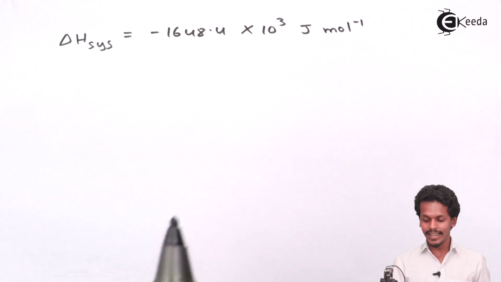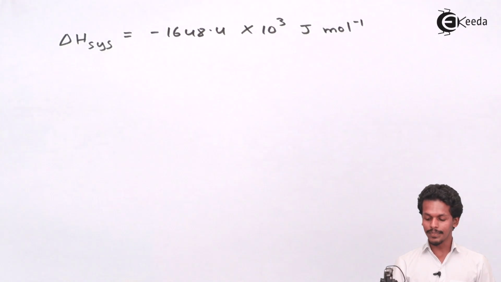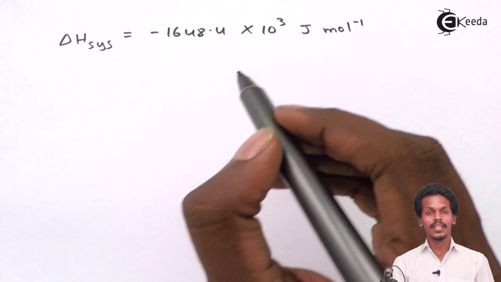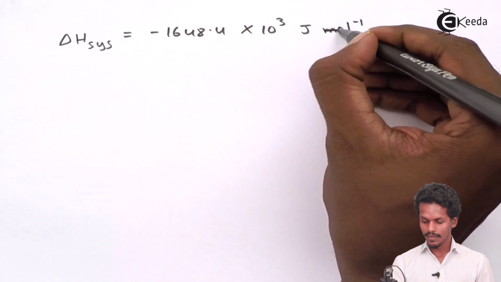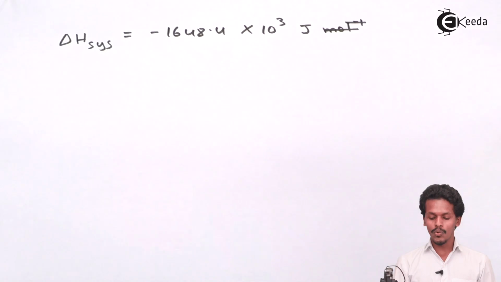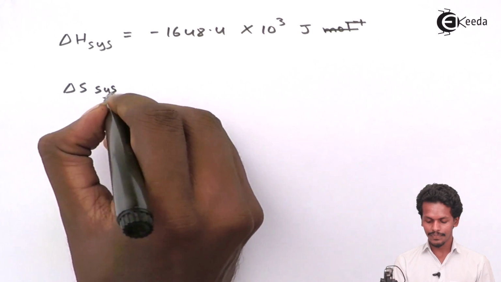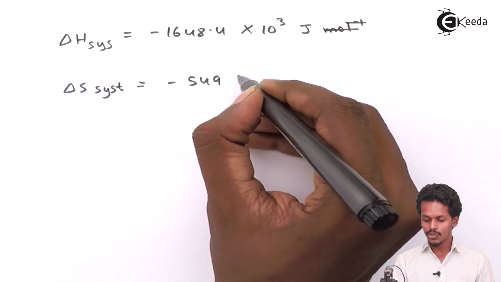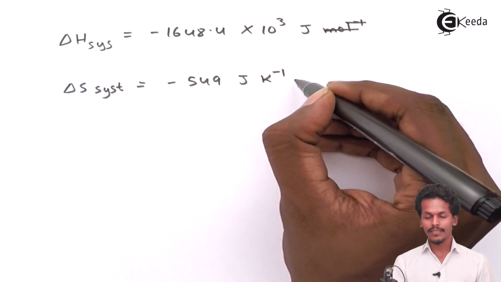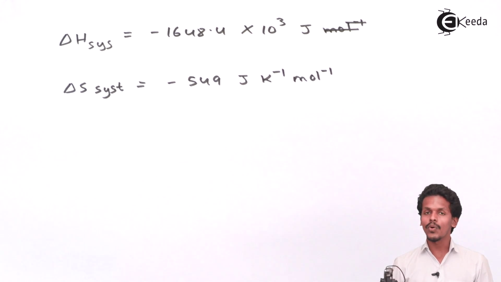But this we can't write it for joules per mole, because it is for the system that we have got in this case. So this will be for 2 moles we have got this value. And moreover, what do we have? For the system, the delta S of the system is minus 549 joules per Kelvin per mole. So this is what we have.